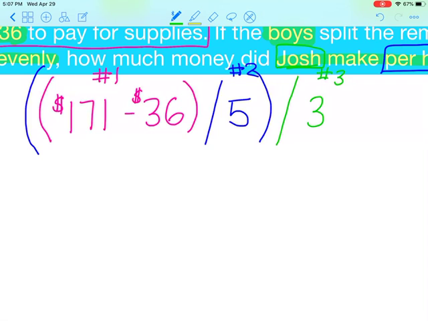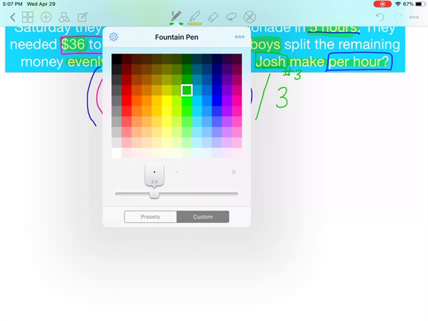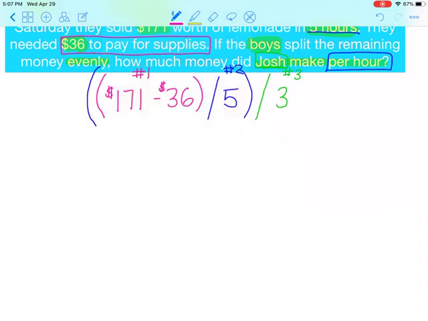Okay, so we're going to go step by step, nice and slow. I also suggest you guys get a big piece of white paper when you guys are doing this. So you can do the problem on one side and then use one side for scrap paper to show your work. So I'm going to change my pen back to pink because I'm going to do step number 1, which is 171 minus 36. So the total money they made, subtracting how much they spent.